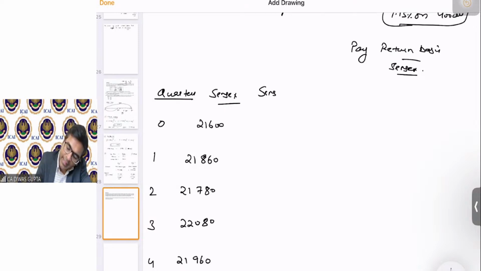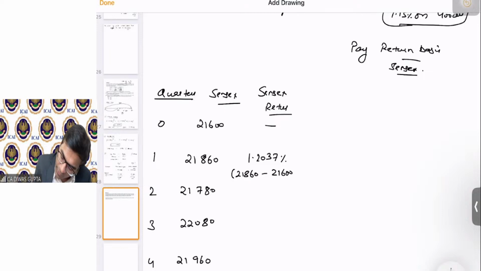Can we calculate what is the Sensex returns? Simple. Current value minus previous value divided by the previous value. Correct? So 21,860 minus 21,600 divided by 21,600. So this is 1.2037 percentage. Is it understood how we have calculated this? 21,860 minus 21,600 whole divided by 21,600. This is how this has been calculated.